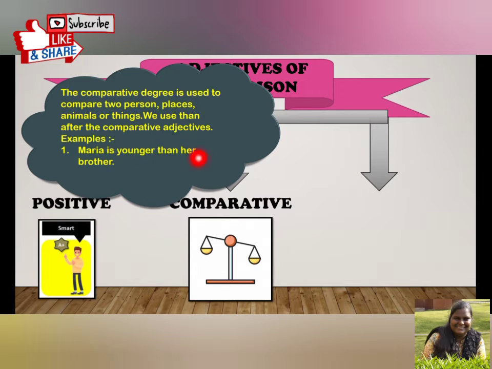Maria is younger than her brother. Two people are involved, Maria and her brother, and we have used the word than to compare them. The second one: The book is more interesting than the magazine. We are comparing a book and the magazine. And which one is interesting? To compare that, we have used the word more.